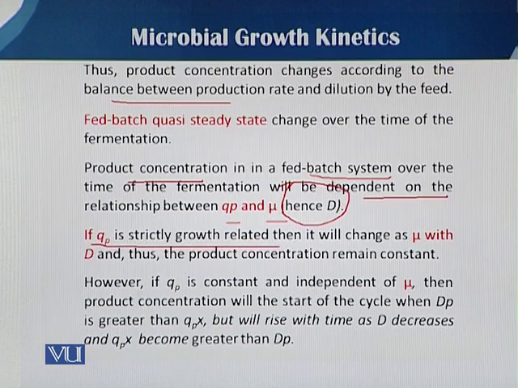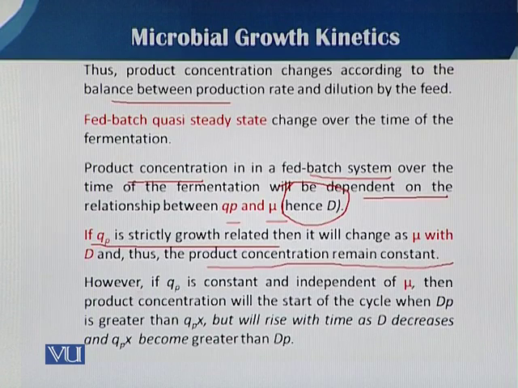If qP is strictly growth related, meaning our product is growth related, then it will change as mu changes with D. If mu and D are disturbed or changed, then our product associated with the biomass will also change. The product concentration in such a continuous fashion, when mu is equal to D, shows a constant increase in the product, when our product is directly associated with the biomass. In the previous module we saw that when there is a variable volume and mu is equal to D, then there is a constant concentration of the biomass. The same way, the product concentration also remains the same.